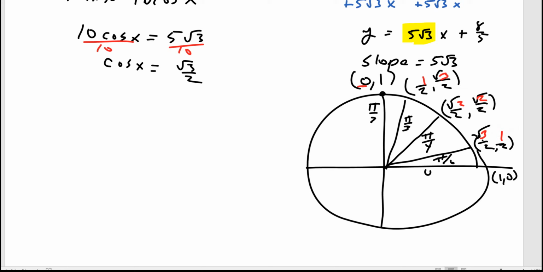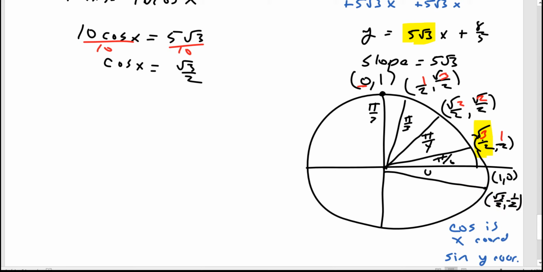So cosine is always the x-coordinate. Okay? Cosine is x-coordinate. And then sine is the y-coordinate. So looking, when is the x-coordinate square root of 3 over 2? That would be right here. Now, since it's the x-coordinate, we have a little bit of symmetry involved. It's also going to occur at this angle down here, because that's going to be square root of 3 over 2 and negative 1/2. And those are the two spots where we're going to get that.